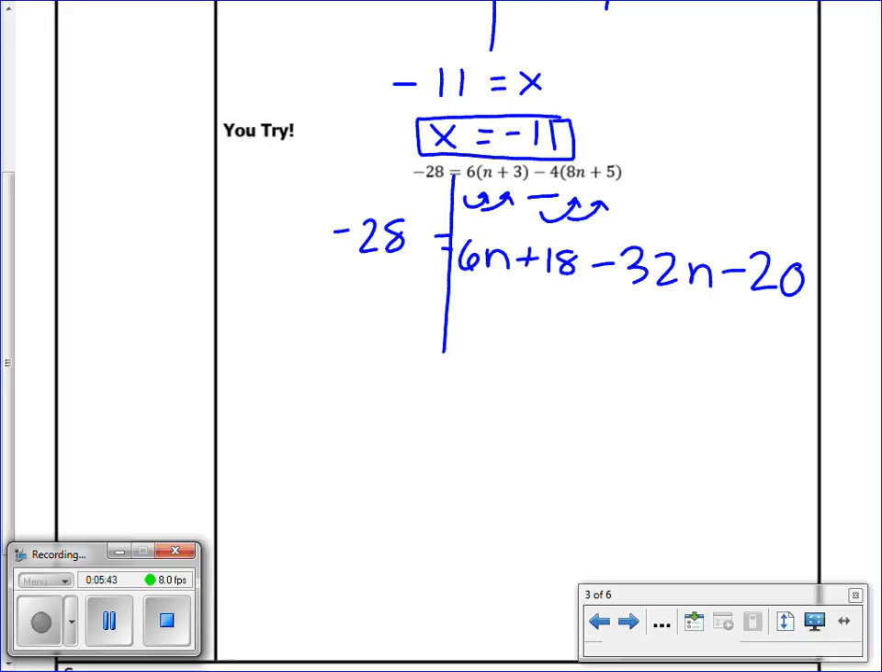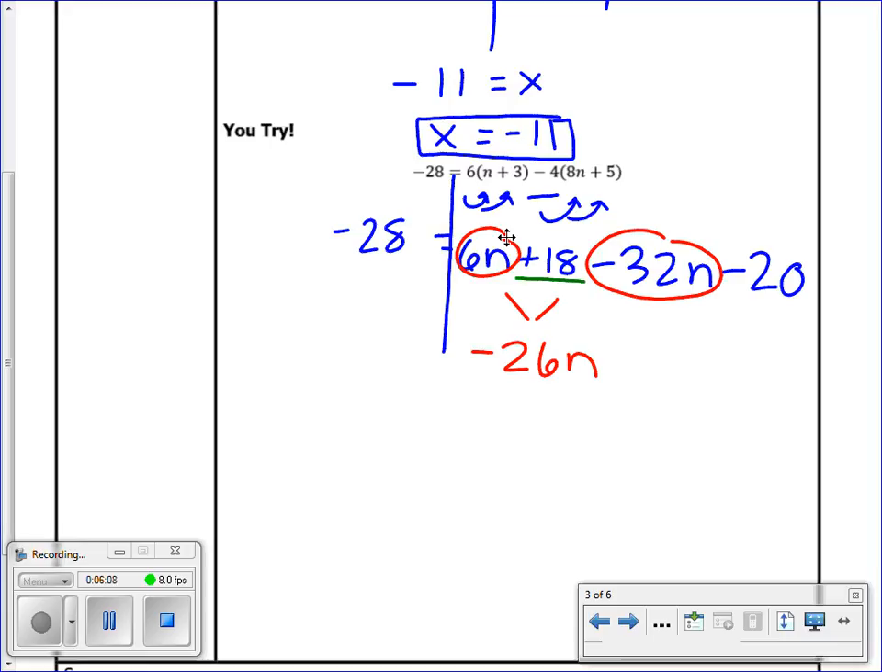Now that we have our distributive property done, next step is to combine like terms on the same side. So I ask myself, 6n, what does 6n combine with? It combines with negative 32n. Together, when I subtract 6 minus 32, I end up getting negative 26n. Then I have to still look at my right side here, and 18 goes with negative 20. So when I combine 18 and negative 20, I end up getting minus 2. And this is still equal to negative 28 on the left.